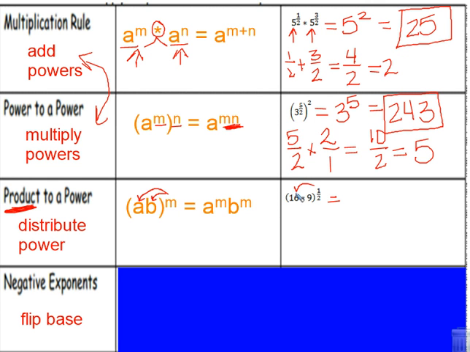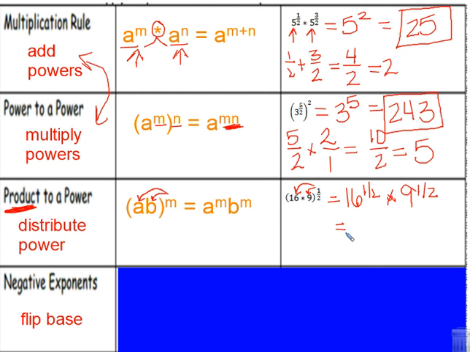All right, so let's distribute our power. We can say we have 16 to the 1/2, and remember, we're multiplying, so we'll do a little multiply, and we have 9 to the 1/2. Okay, we're distributing the power.